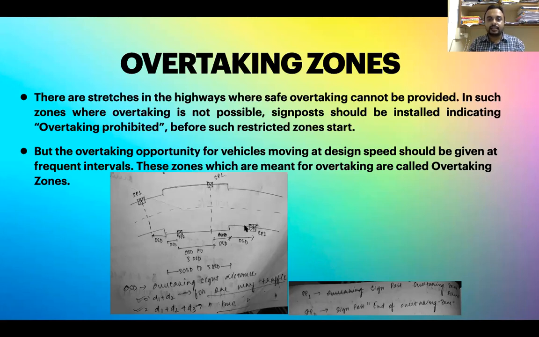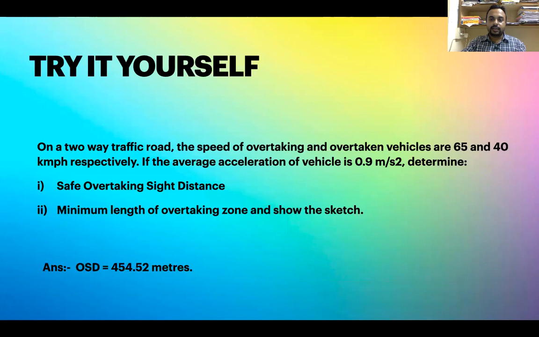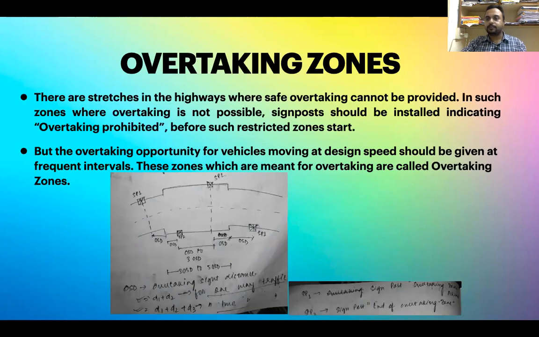You may be asked in some questions to calculate the overtaking sight distance and design an overtaking zone. If you calculate the overtaking sight distance, it is very simple to design the overtaking zone. There is one problem where you have to calculate the overtaking sight distance, and also mention the overtaking zone. I hope that all of you have understood the concepts of overtaking sight distance and overtaking zones.